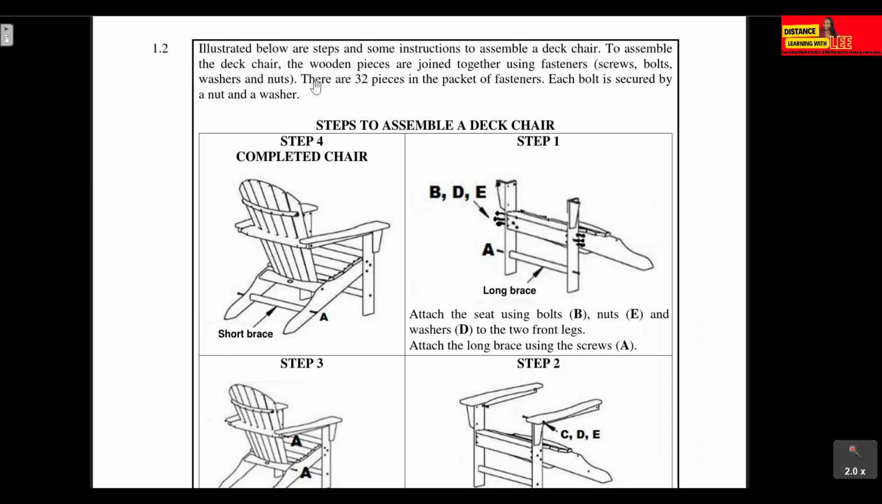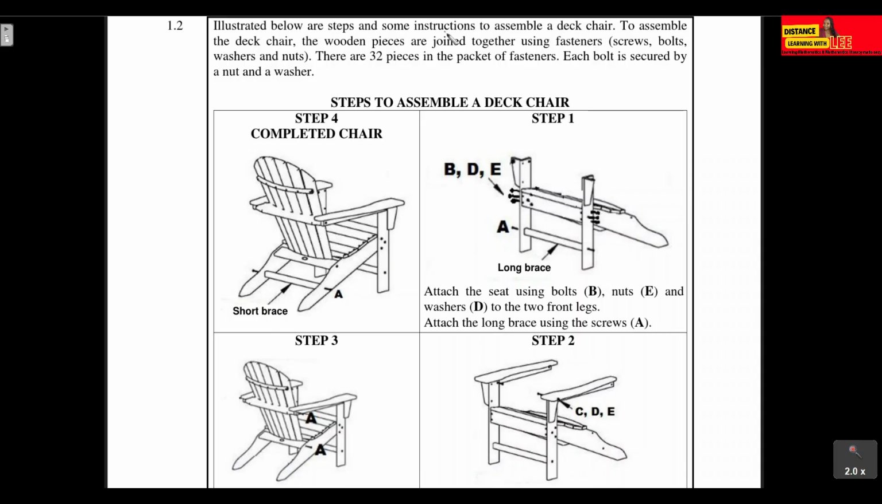Illustrated below are steps and some instructions to assemble a deck chair. To assemble the deck chair, the wooden pieces are joined together using fasteners. The fasteners that are used are screws, bolts, washers, and nuts. There are 32 pieces in the packet of fasteners, and each bolt is secured by a nut and a washer. So we are basically told that to assemble the deck chair, the wooden pieces are joined together using fasteners.